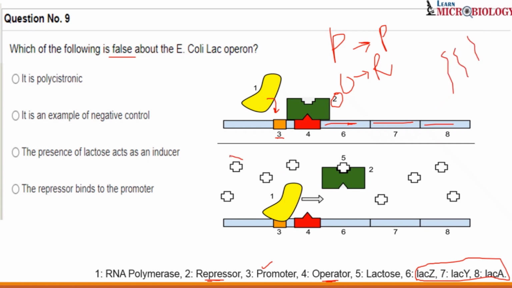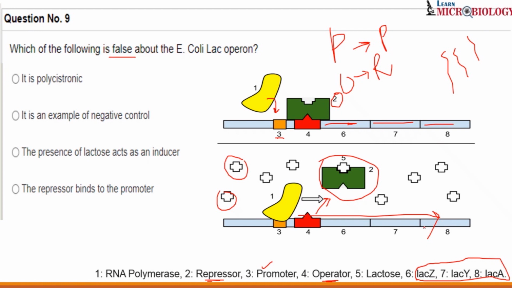But now this plus sign is nothing but our lactose. So whenever lactose is present in the medium, lactose binds to the repressor. Now it is lifted up from the operator, and now the polymerase can easily bind to the promoter, and it will go and continue the transcription.